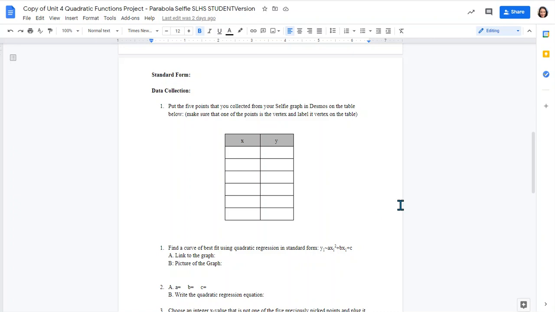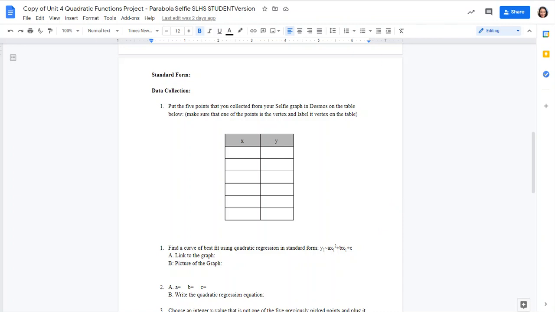Hello, AFDA students. In this video, I'm going to help you with page 2 of project 4. So you've already finished your vertex form, and now we are going to use regression to find your standard form.